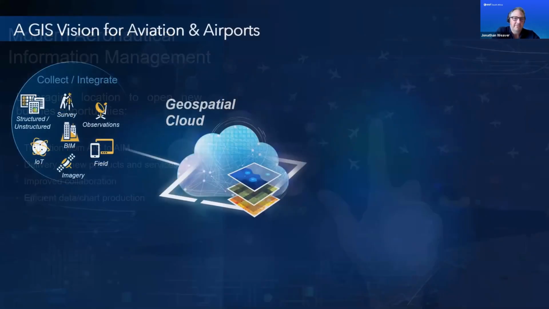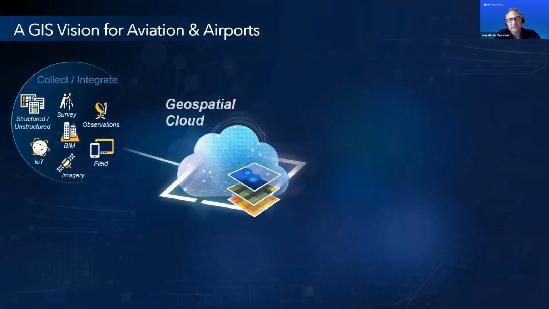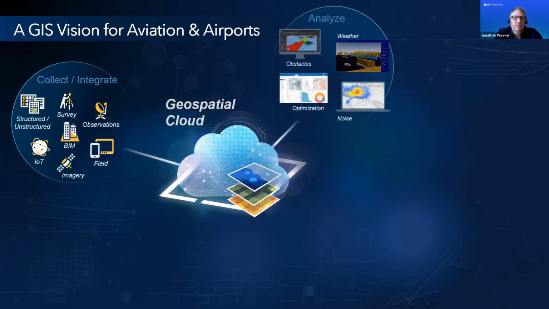And we begin with a vision for aviation and airports, and that vision really begins with the collection and integration of data. So this can be structured and unstructured data. Think about AIXM for the air navigation data, or you could think about field data collection, so for airfield inspections. Real-time observations, as you saw with the example at Schiphol Airport, pulling in locations of birds in real time. So starting to integrate different formats of information, real-time observations all together, so we can start to analyze that information in very unique ways.